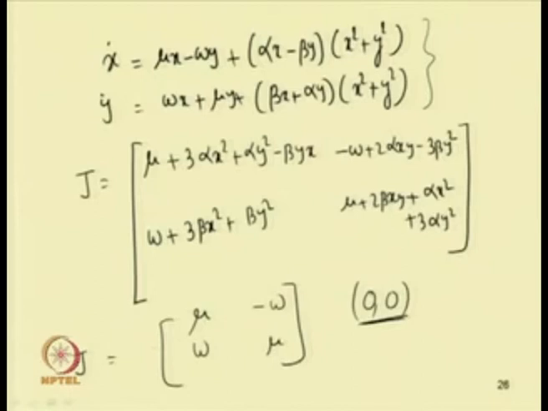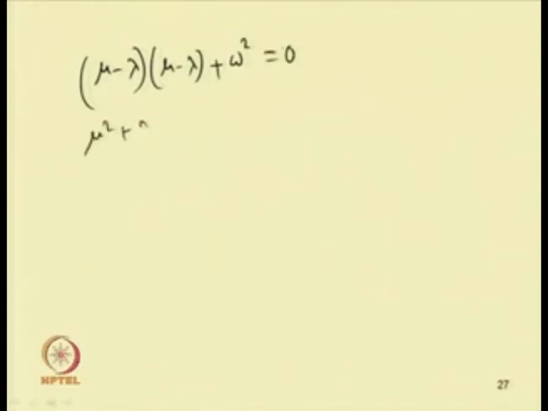So, for finding this eigenvalue, one can write mu minus lambda, then omega, into mu minus lambda. By taking the determinant of this A minus lambda I, or J minus lambda I matrix, one can find mu minus lambda into mu minus lambda plus omega square equal to 0, or mu square plus lambda square minus 2 mu lambda plus omega square equal to 0.